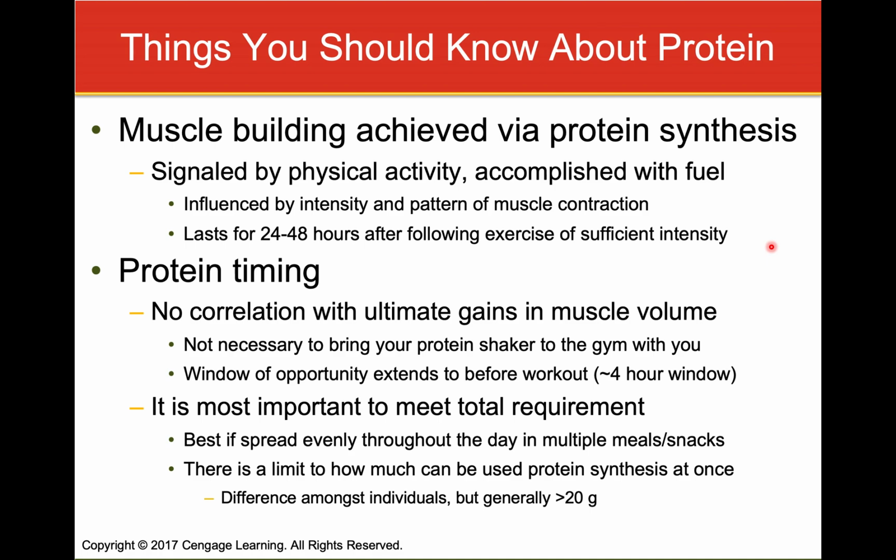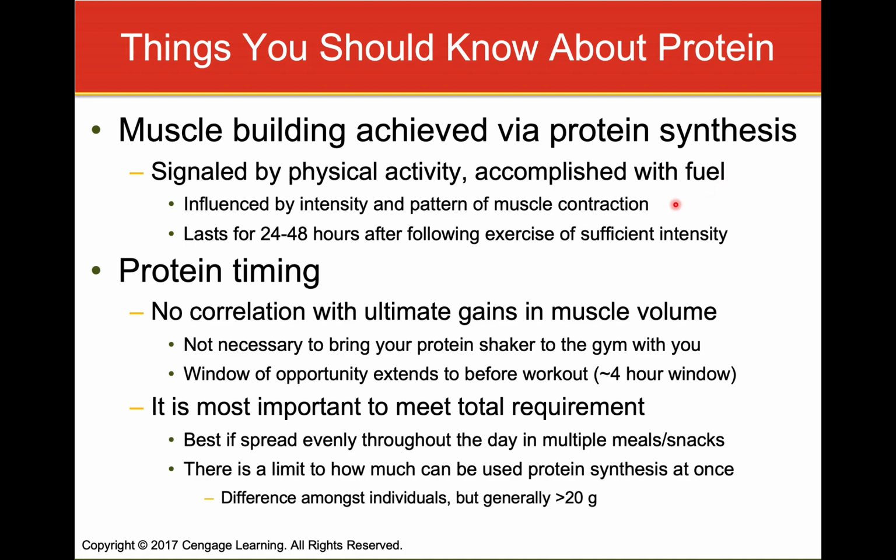So things you should know about protein: muscle building is achieved via protein synthesis, right? So that's how we build our muscle, through protein synthesis. Protein synthesis is signaled by physical activity and accomplished with fuel. So working out puts our body in a position to build muscle, and then we need to finish the job by making sure that we have enough dietary protein available to build that muscle.